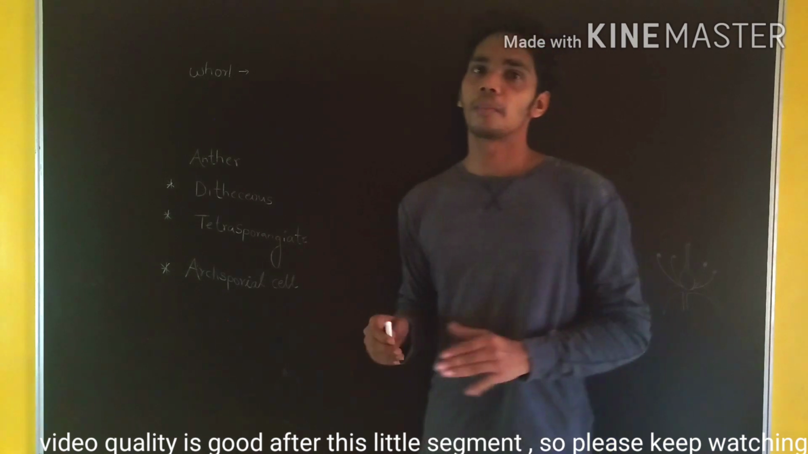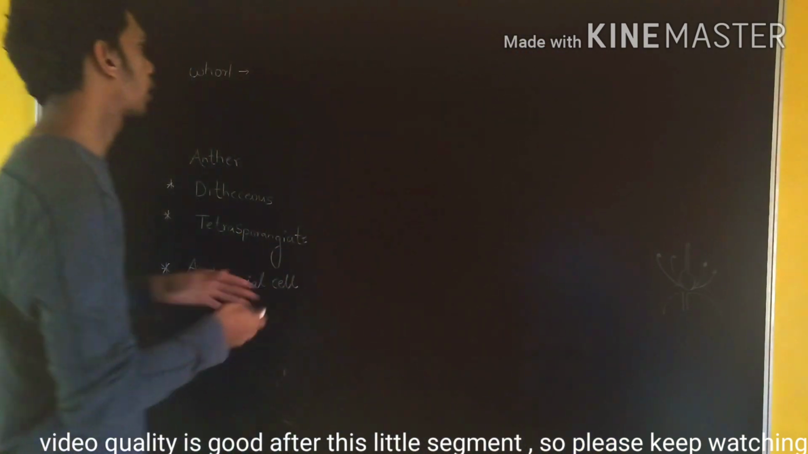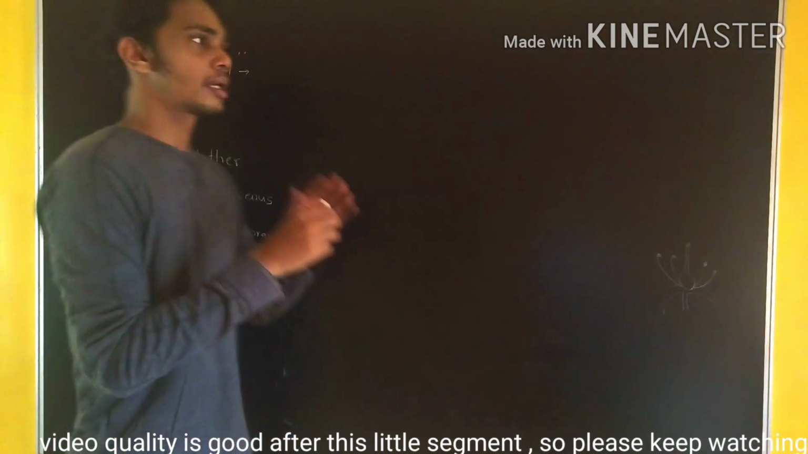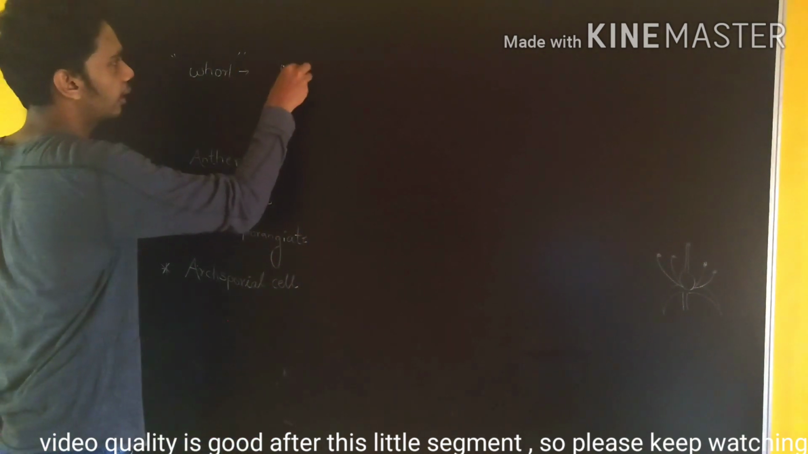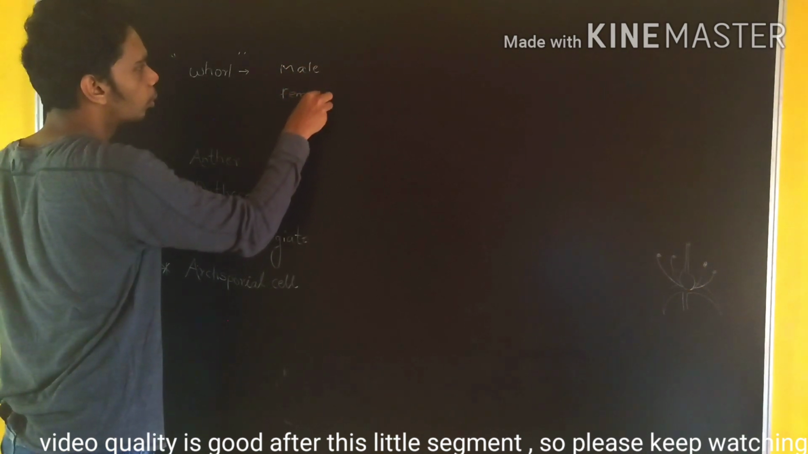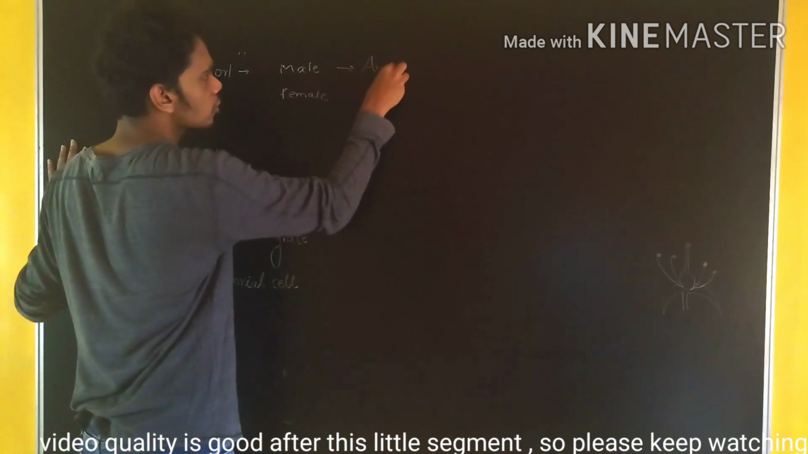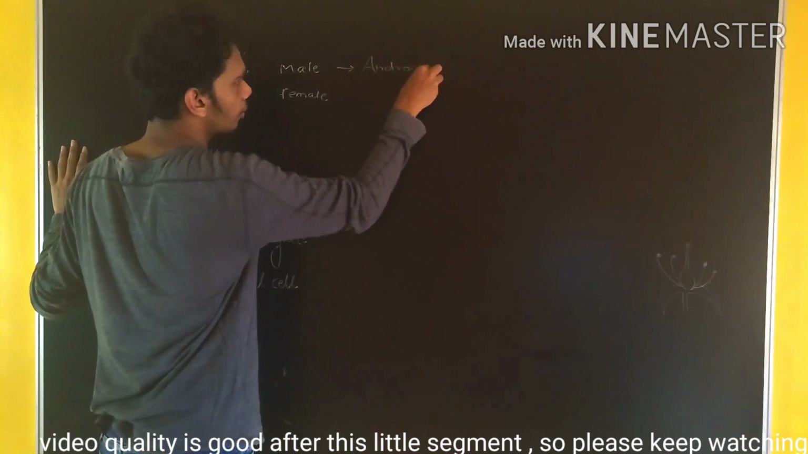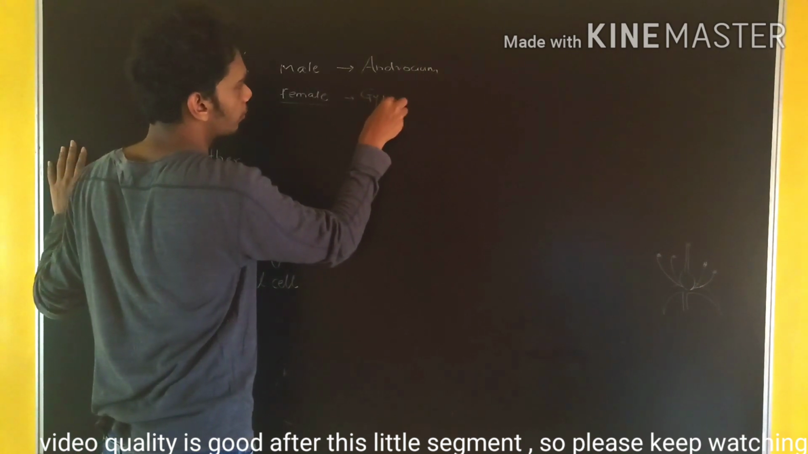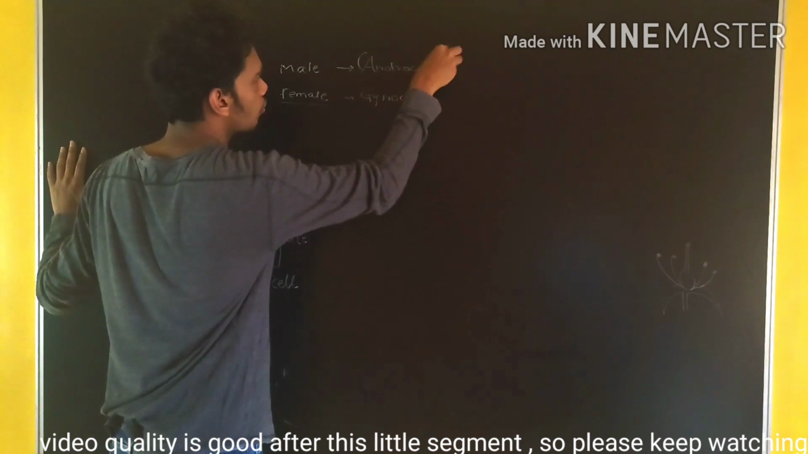Now we are going to talk about the reproductive system in plants. The plant possesses two whorls, mainly the male whorl and the female whorl. The male is called androecium, but the female is called gynoecium. So here we are going to talk about the androecium first.